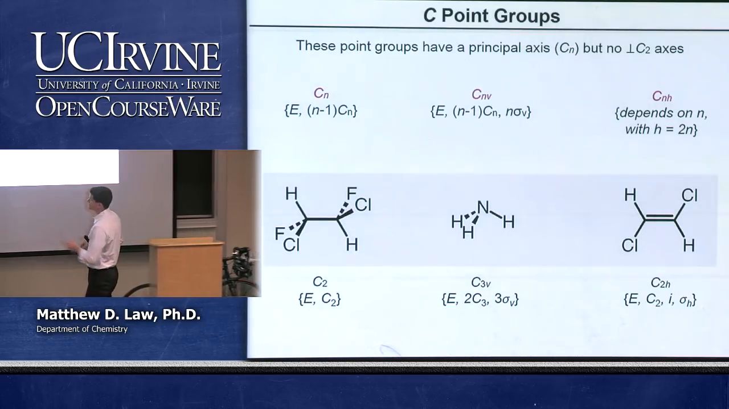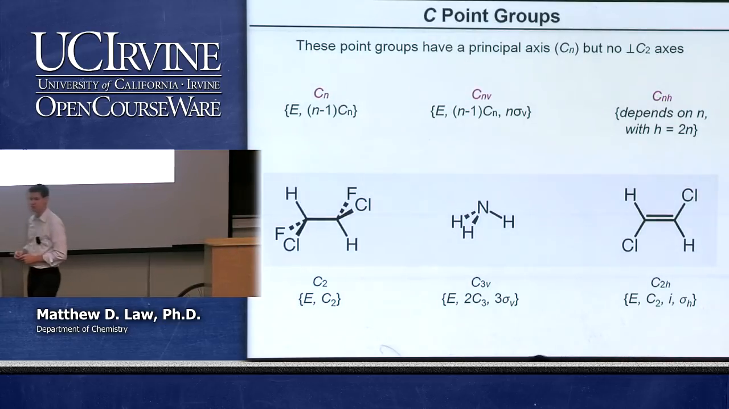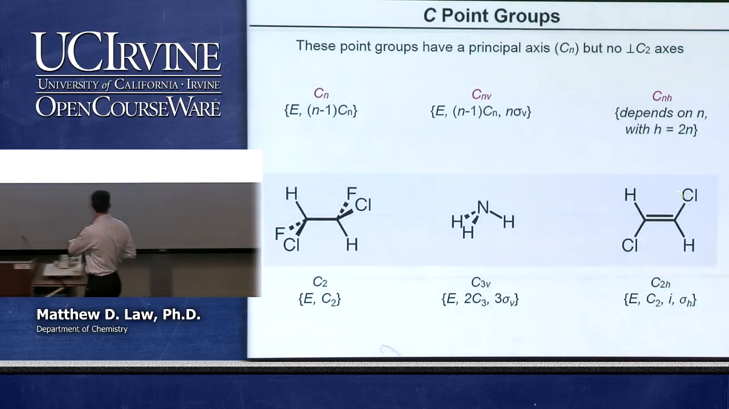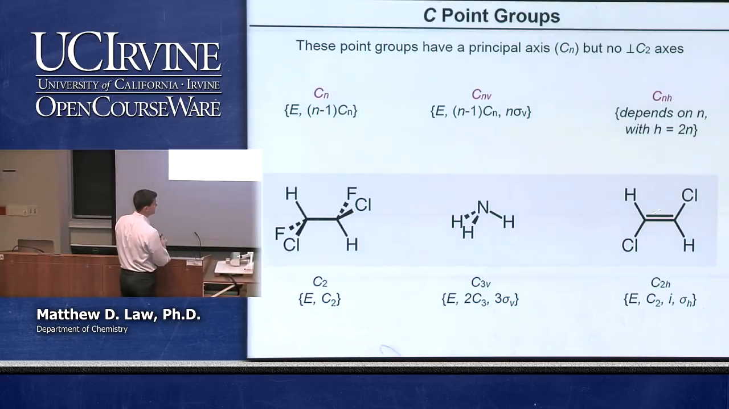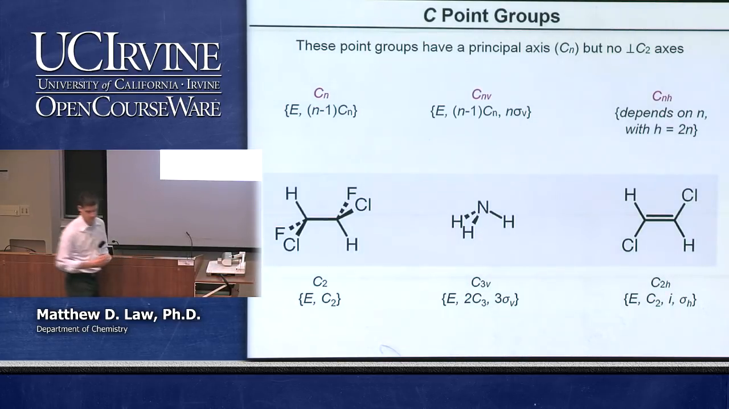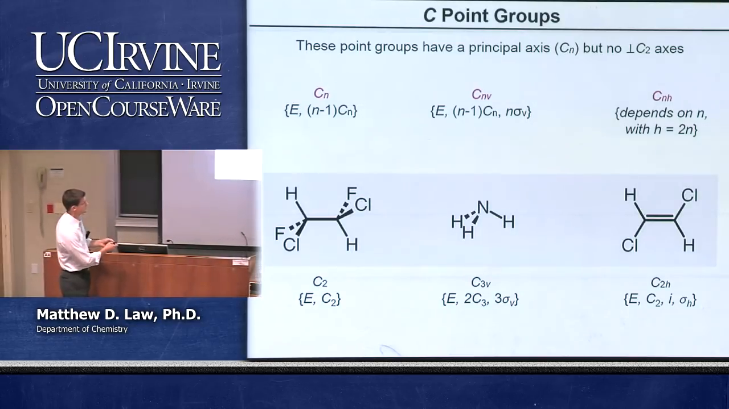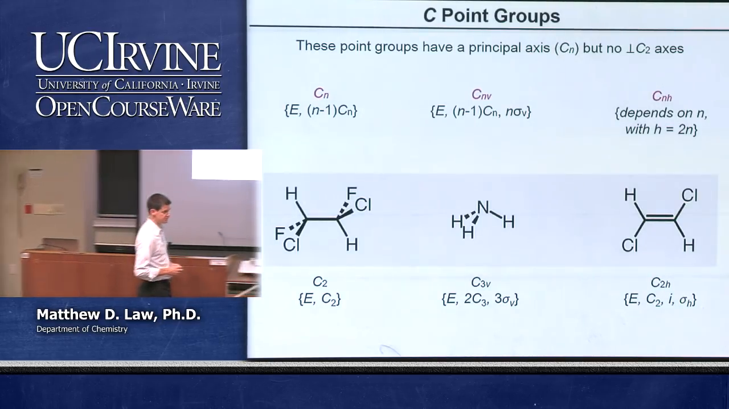So CNV is when we have vertical mirror planes. CNH is when we have a horizontal mirror plane present. So an example of that is this molecule here. This is in particular C2H. It has a twofold rotational axis coming out at you. And you can see, of course, that it has a horizontal mirror plane in the plane of the molecule. Okay. So C2H gives you identity, the C2, the inversion. You can see the inversion center and the horizontal mirror plane. That's the complete set of operations for this molecule.